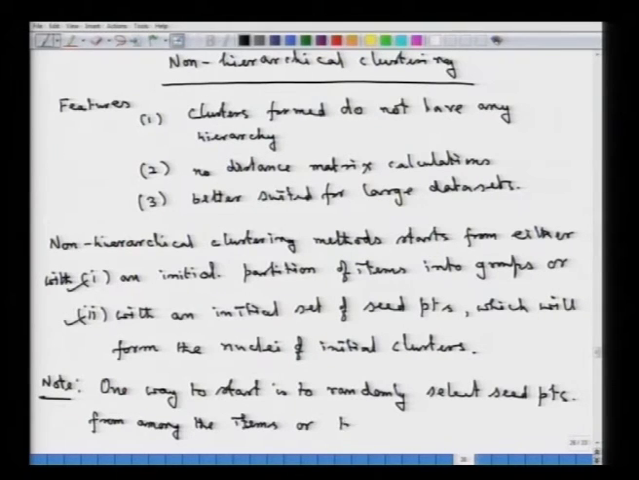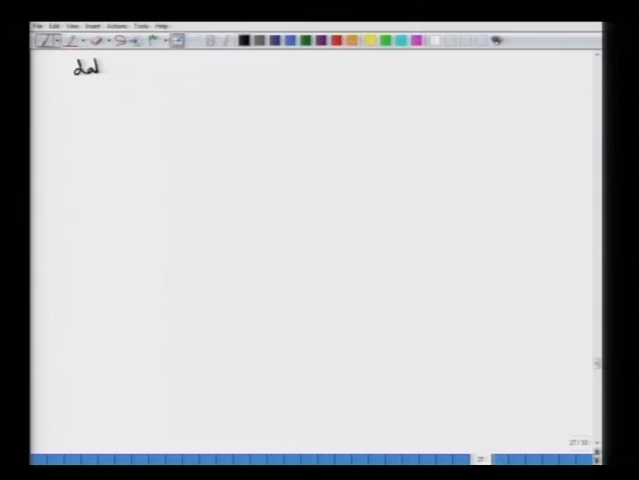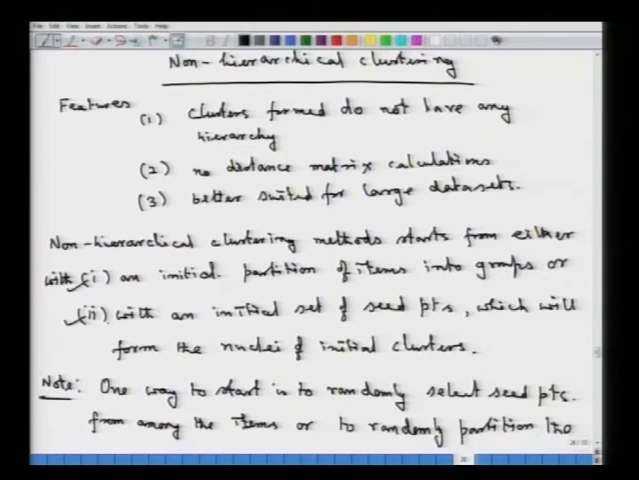Or what we can do is to randomly partition the data, that is, items or objects, into initial groups. Right. So, that is how one usually implements these two different types of approaches.